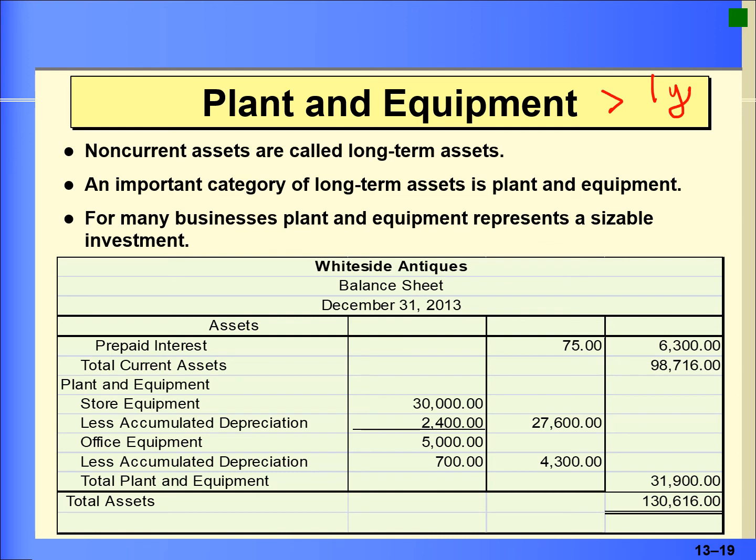Now, like I said before, your plant and equipment are the type of assets that are used for more than 1 year. So they're long-term in nature. You're going to have a different category, and you're going to call it plant and equipment. Notice you have all your equipment, and remember that you still have the accumulated depreciation account. You can't forget about that. But that's also going to be included in this section of your balance sheet. We'll call those the plant and equipment types of assets.